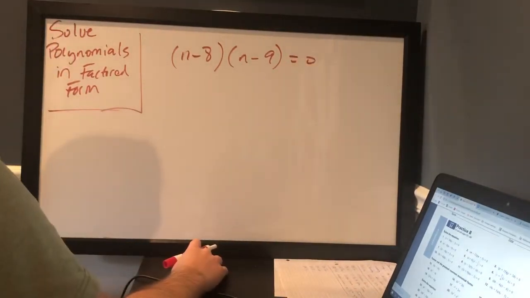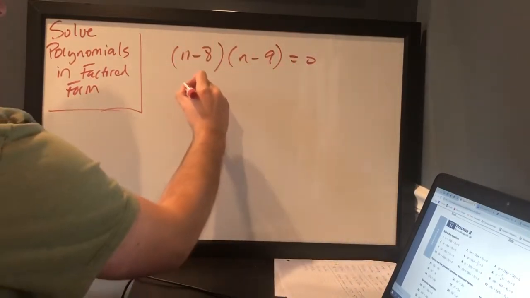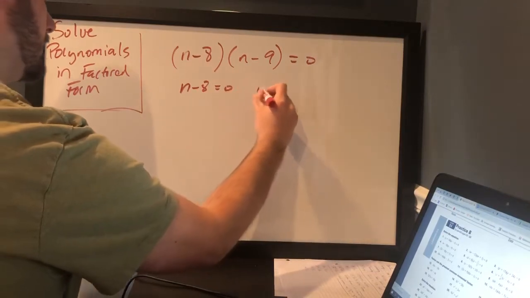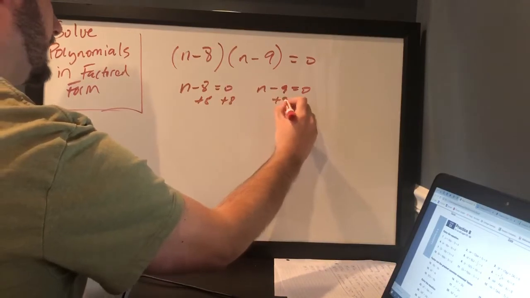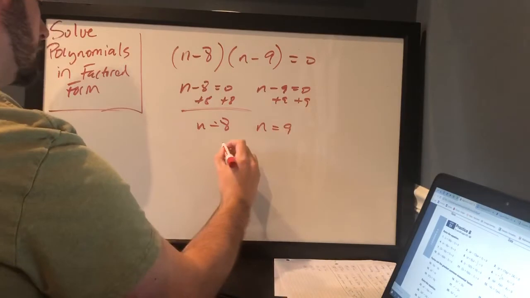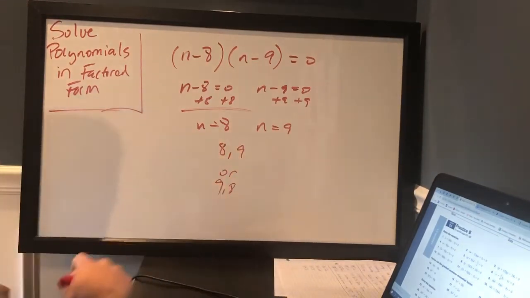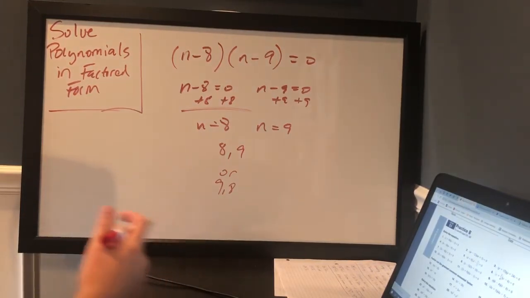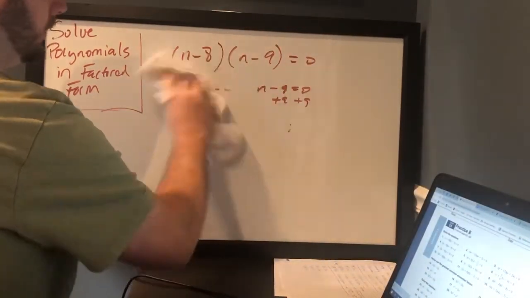All right, so we got n minus 8 times n minus 9 equals 0. So n minus 8 equals 0, n minus 9 equals 0. Add 8, add 9. So we get n equals 8 and n equals 9. So we'll write our answer as 8 and 9, or you can write it as 9, 8. All right, so far so good. If you guys have questions on this, remember, just send me an email, ask, okay? We're going to go over 2 more examples on this.